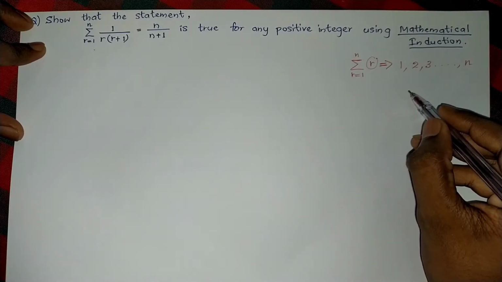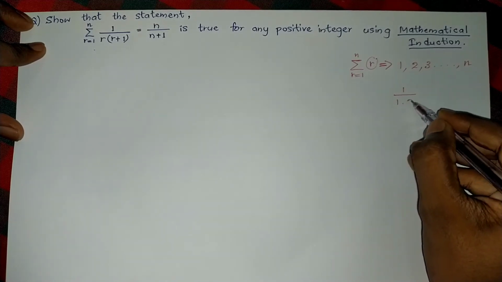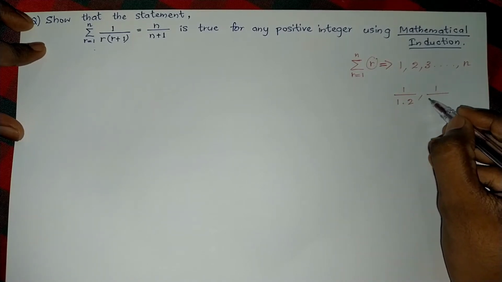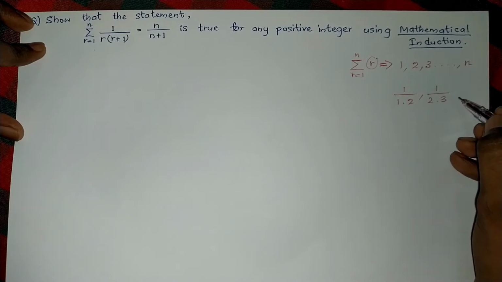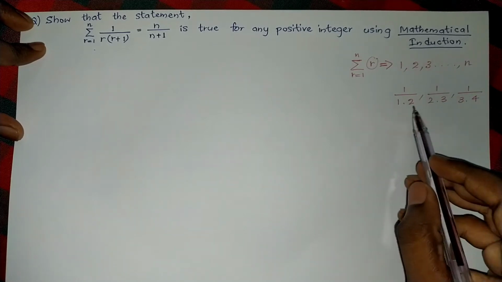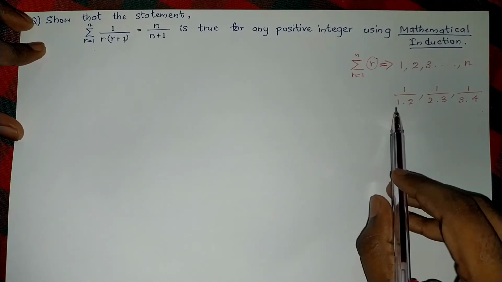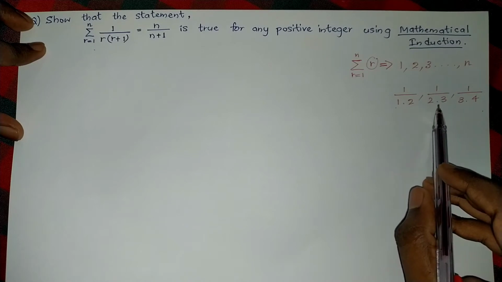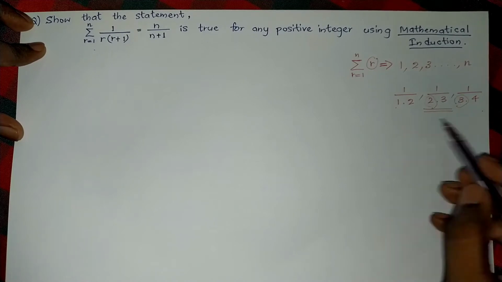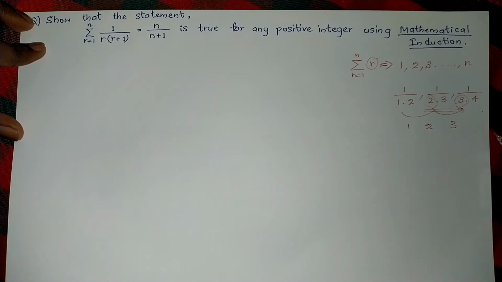Let's say we have a series. First term is 1 over 1 into 2. Second term 1 over 2 into 3. Thirdly 1 over 3 into 4. So this is a number series. First term in the denominator is 1, for the second term it is 2, and this is 3. So what is the pattern? 1, 2, 3. It increases 1 by 1.